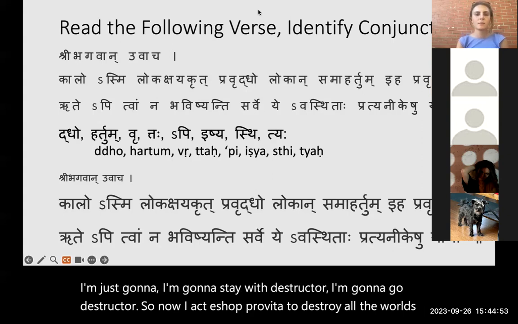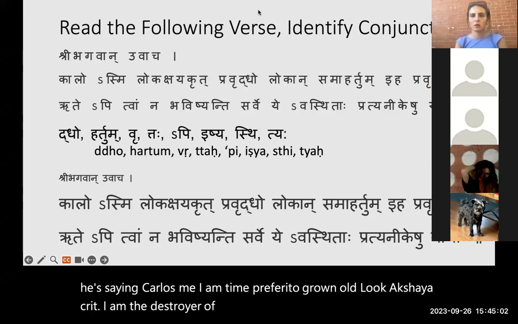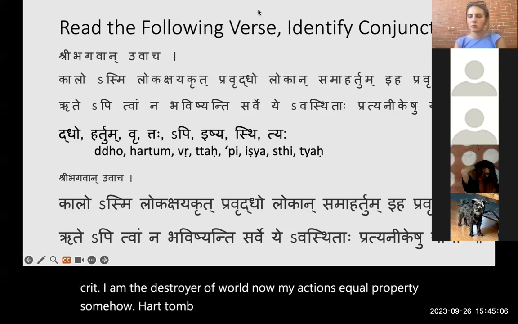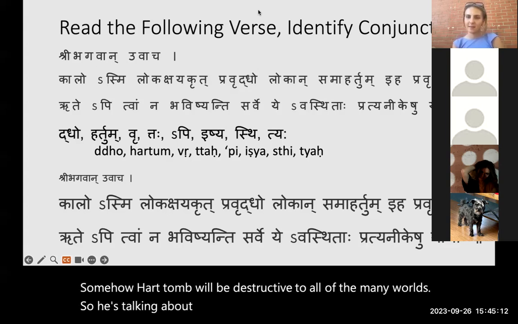So he's saying, kalosmi, I am time, pravrito, grown old, lokakshaya krit, I am the destroyer of worlds. Now my actions, iha pravriti, samahartum, will be destructive to all of the many worlds. So he's talking about time, but he's also talking about himself as Shiva.